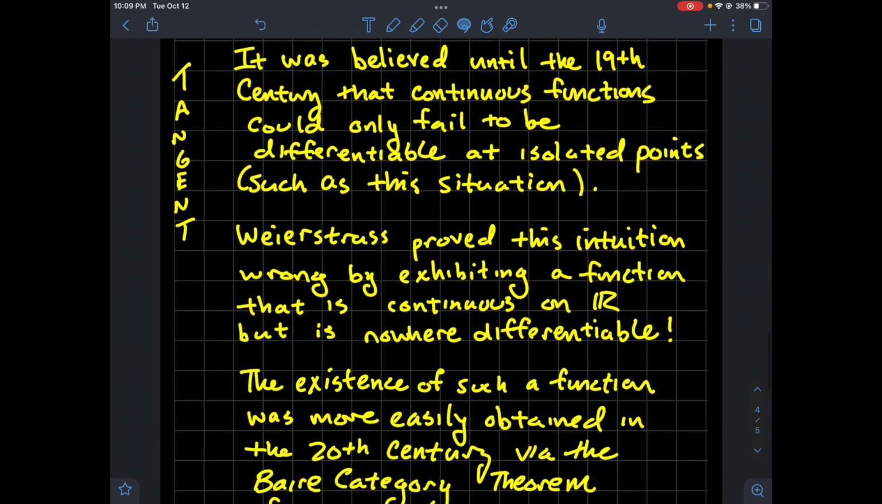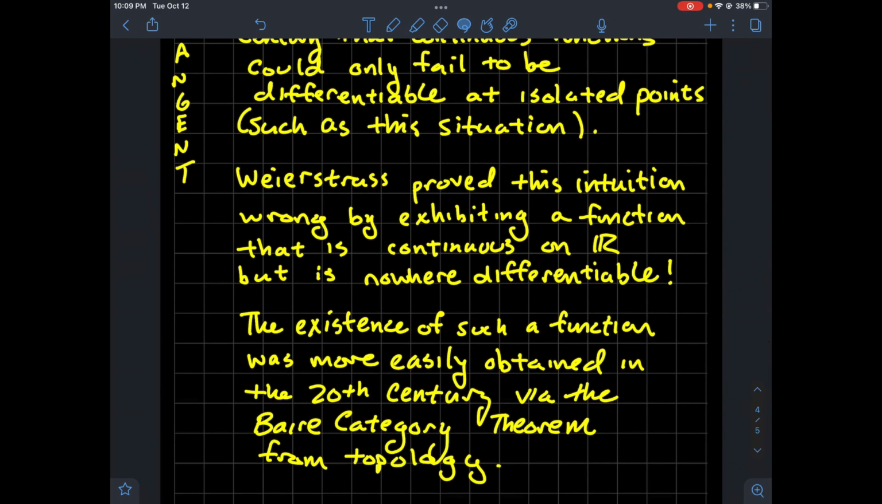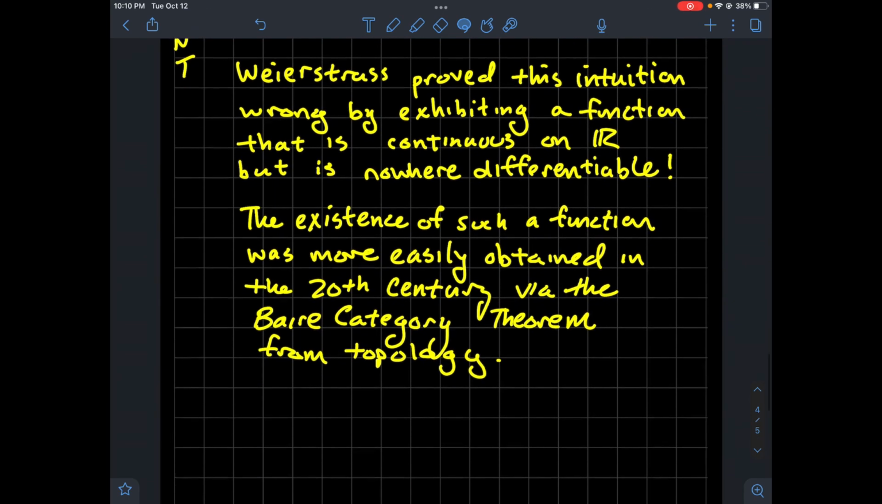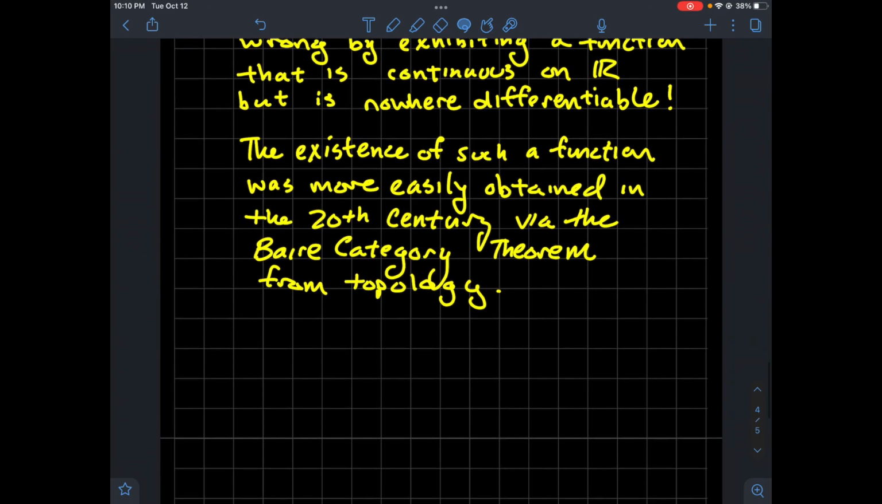And then a little bit later, this idea of trying to find these sort of pathological functions like Weierstrass did, it's actually sort of a method to do it. And so the existence of such a function was a little bit more easily obtained later in the 20th century via what's called the Baire category theory from topology. So if you find any of that stuff interesting, I encourage you to go look that stuff up and read about it a little bit more.